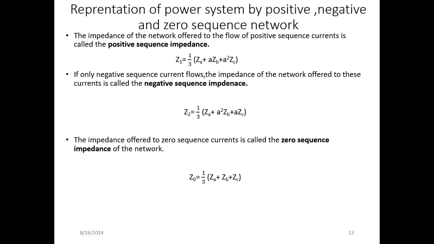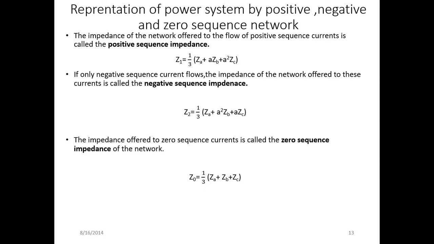Then negative sequence impedance. What is the definition? If only negative sequence current flows, the impedance of the network offered to this current is called the negative sequence impedance. Negative sequence impedance is represented by suffix 2. That's why the formula is Z2 = 1/3 (ZA + a²ZB + aZC).